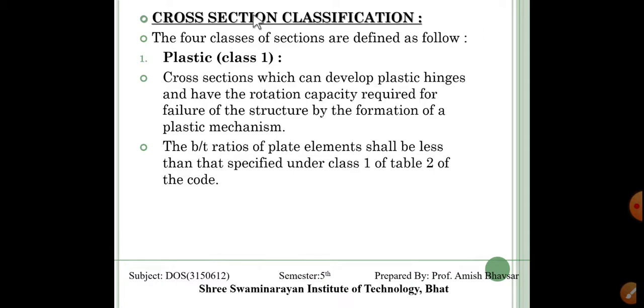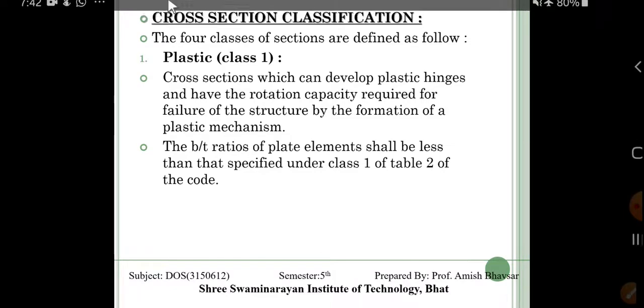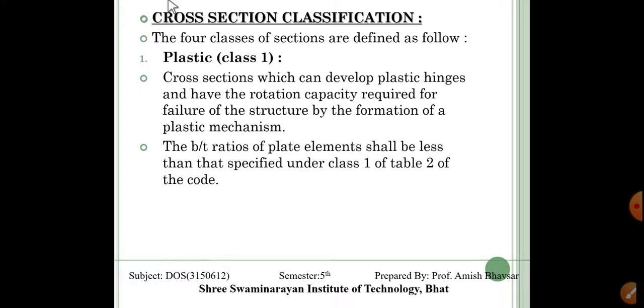What are the cross sections and how can we classify them? For that we use page number 18 in IS 800. For the section classification, we have four classes. First one is plastic, second one is compact, then semi-compact, and slender. Slender we are ignoring because a slender column cannot take compressive force.